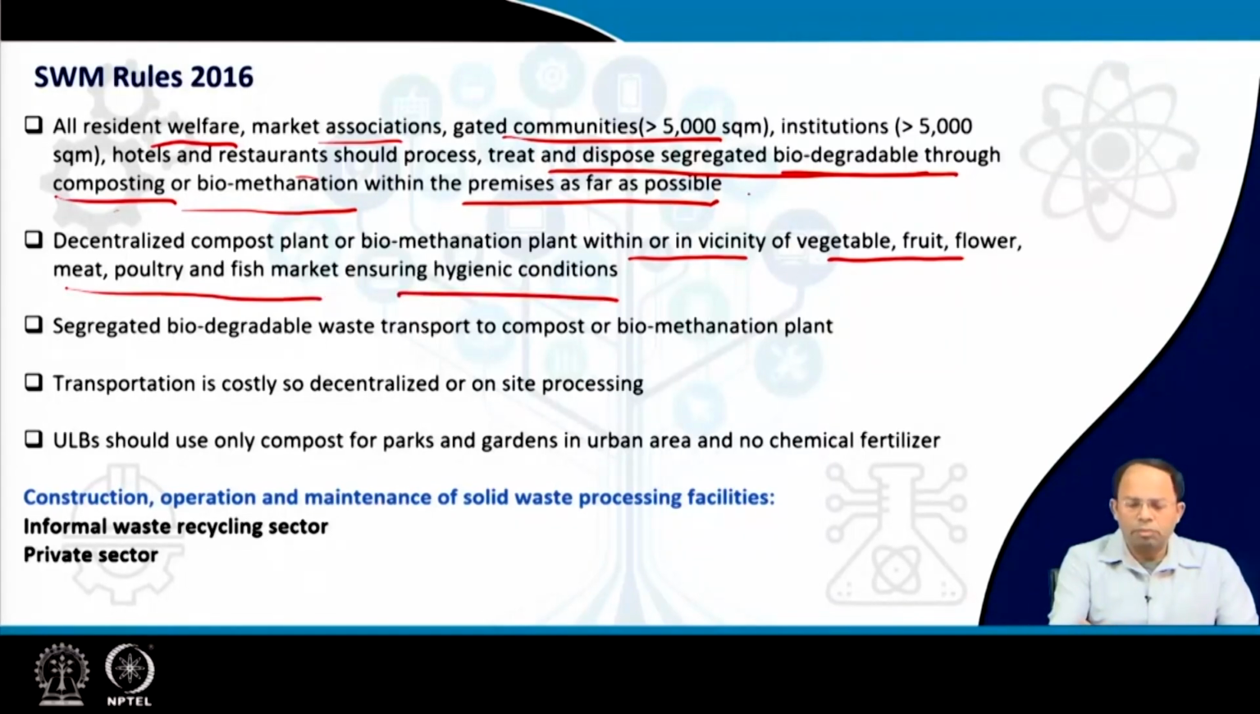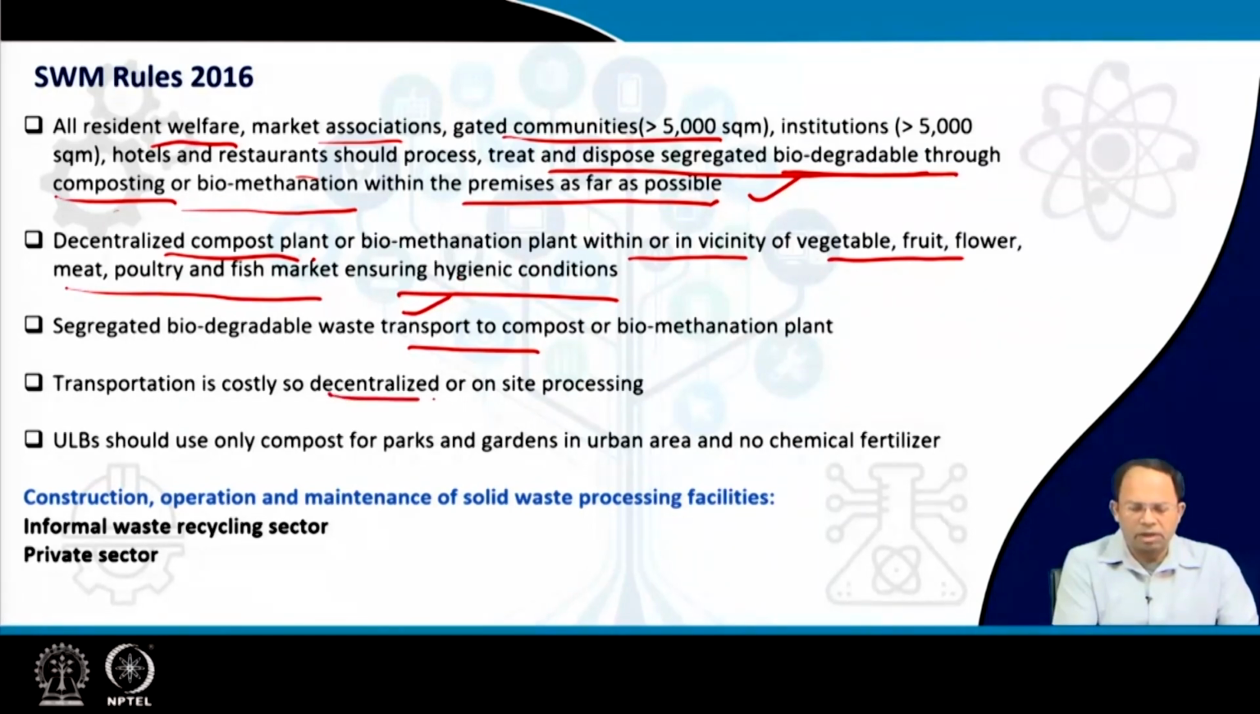So either this organic waste could be treated within the colonies or within the associations, or it could be sent to a decentralized plant as well, and in any case a decentralized compost plant has to be provided for treating market and other kinds of waste. Now, segregated biodegradable waste should be transported to compost or biomethanation or other sorts of processing plants. So that means transportation is also now made mandatory. And as you have earlier learned, transportation is very costly.